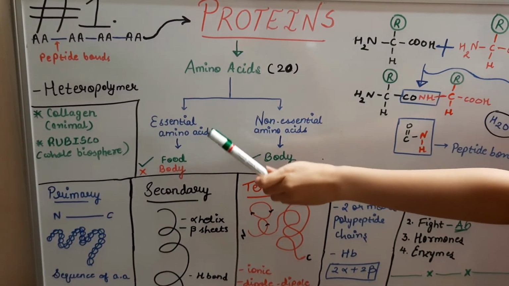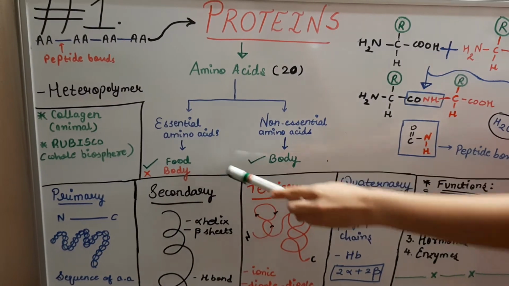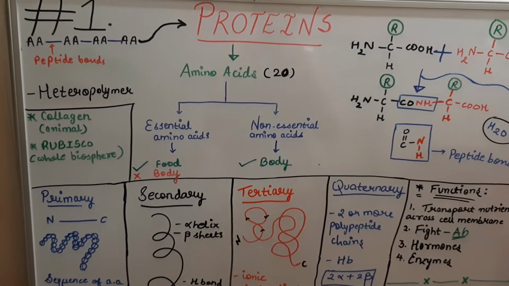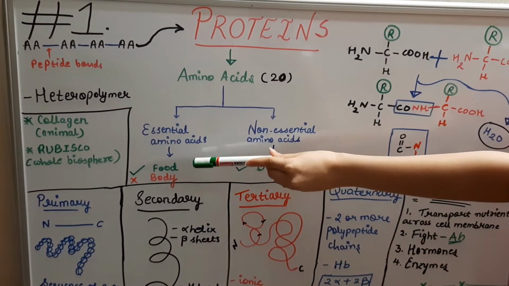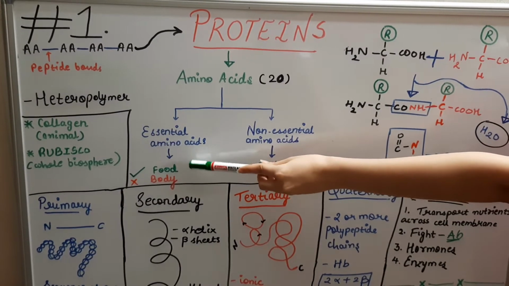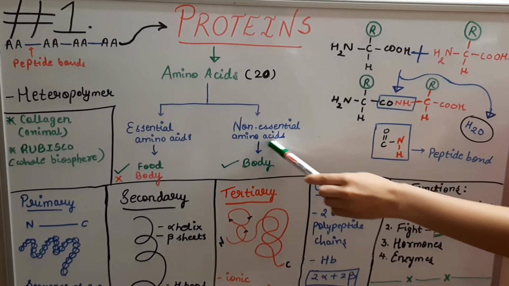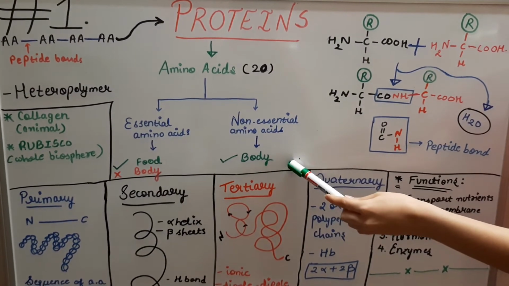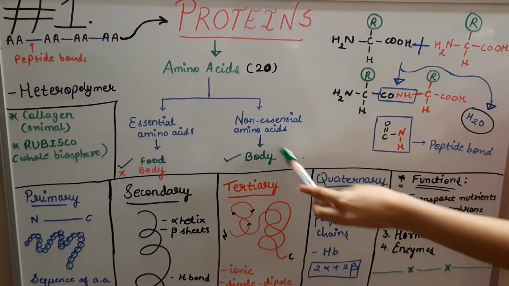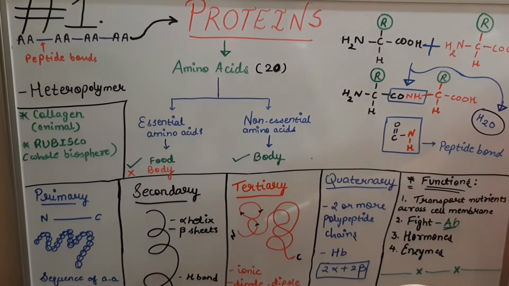Essential amino acids are those which our body cannot produce, and therefore we have to take them through food or through our diet. Non-essential amino acids are those which our body can produce. Okay, so this is the basic difference between essential and non-essential amino acids.